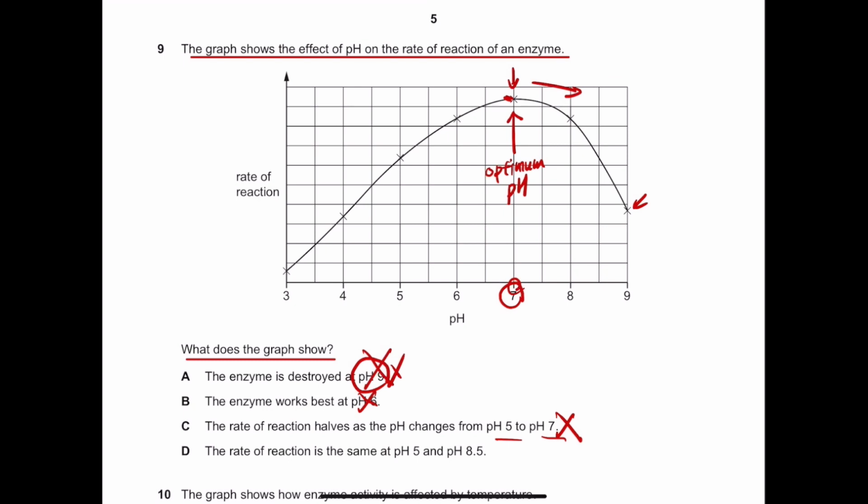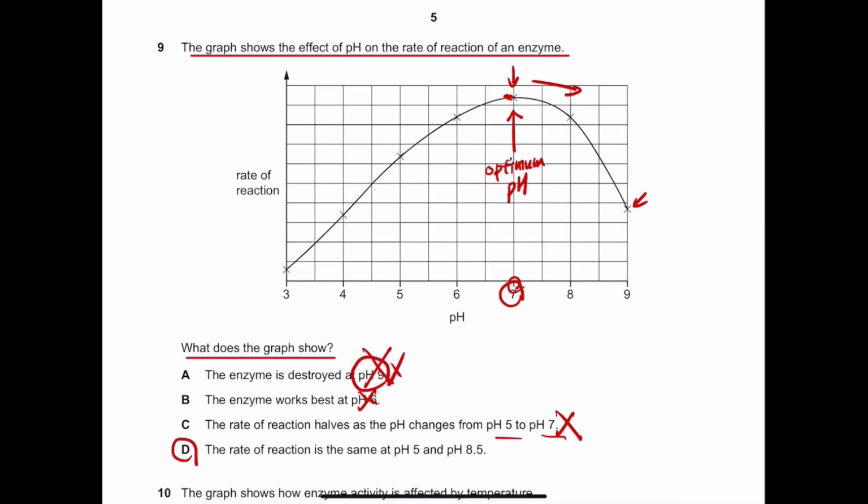So D: the rate of reaction is the same at pH 5 and pH 8.5. At pH 5 and pH 8.5, yep, they do look quite the same, right? So the rate of reaction is the same at pH 5 and pH 8.5. So D is the answer for this question.